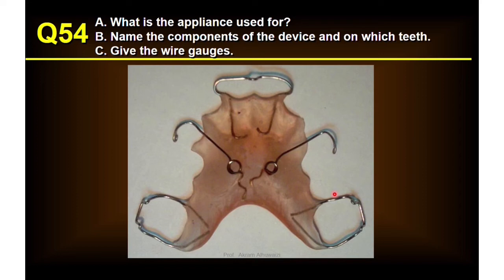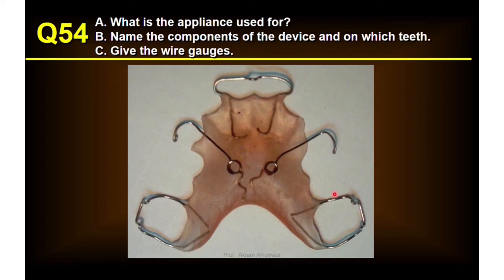For this appliance, we have retentive component, which is Adams clamps on both first molars, and then we also have south end clamps on both upper central incisors. And then we also have active component, which is the finger spring on both canines. Finger spring is also known as single cantilever spring.